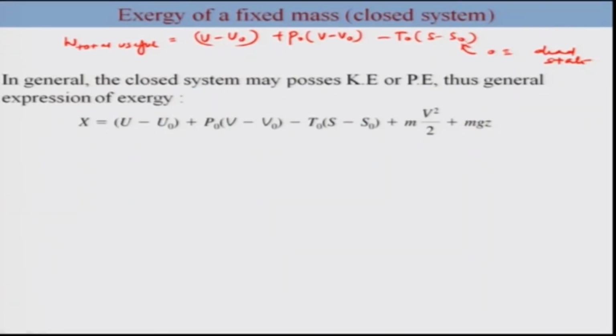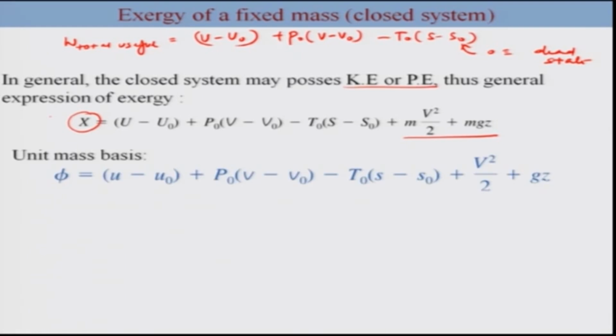In general, a closed system may possess kinetic energy or potential energy, so you may have to write this expression for the general expression of the Exergy, okay. So, instead of saying W total useful, we are making use of this particular symbol X here for the Exergy of the system. One can rewrite this in terms of unit mass, where U becomes small u and in the rest of the terms the mass cancels out. So, everything is in the specific unit.